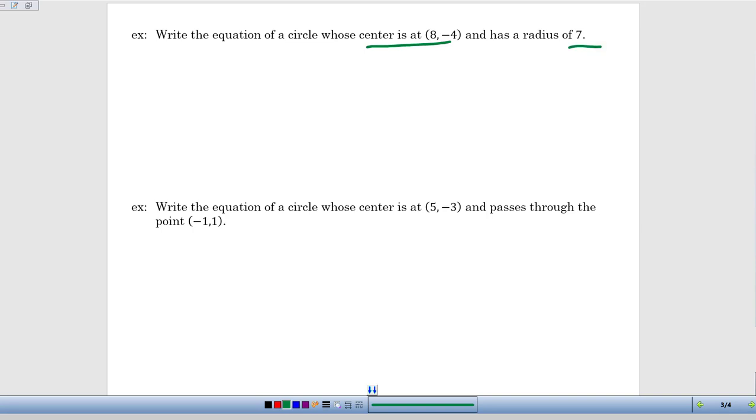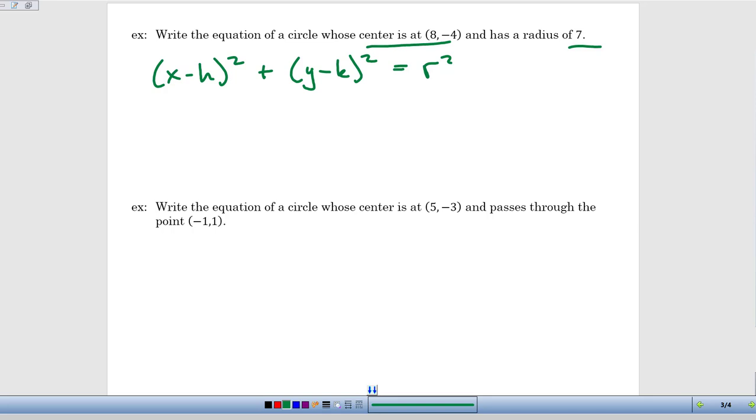So we just have to plug those numbers into the correct locations in the equation. Sometimes, as in this one, we're basically given all of the information that we need right away. So remember, the equation for a circle is (x - h)² + (y - k)² = r². And now I'm just going to slot these numbers into the appropriate locations.